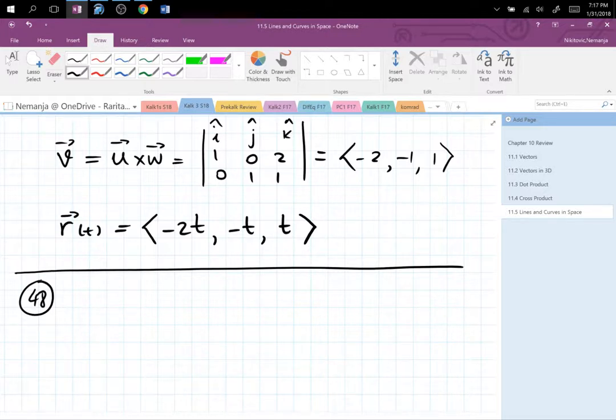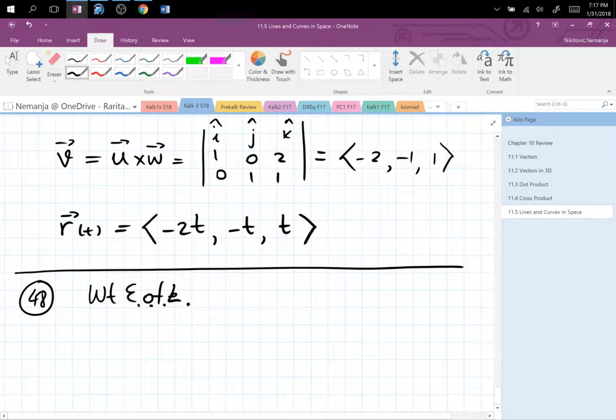Focused? Good. It says, determine the equation of the line that is perpendicular to two lines that are given and passes through their intersection. Wow, okay. So, we have the two lines given.